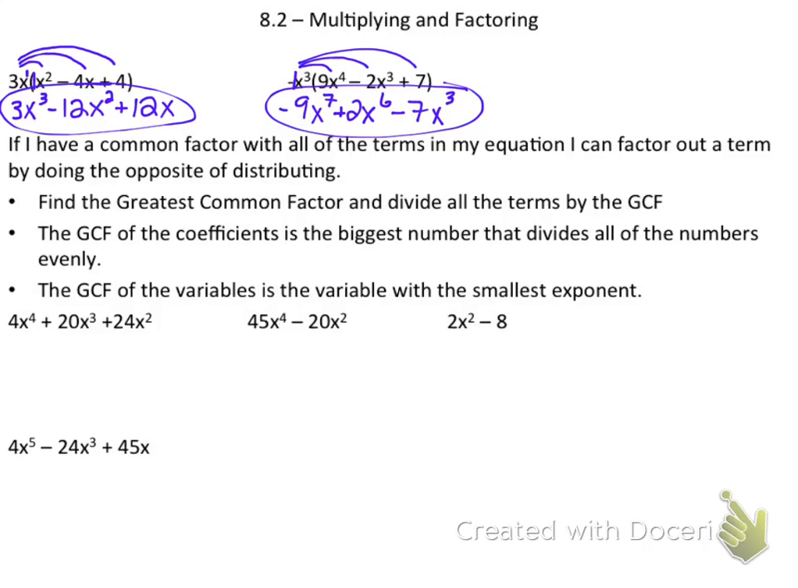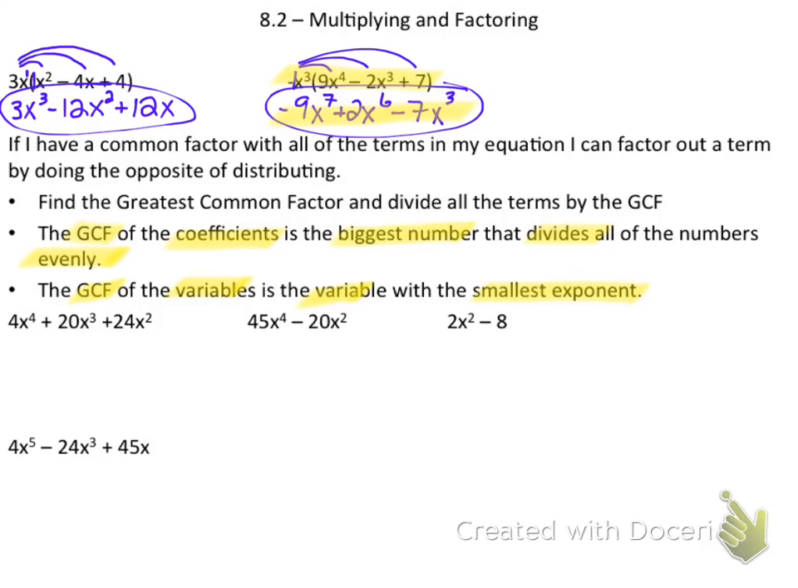Excuse me. So, if I have a common factor, with factoring, it's the opposite of multiplying. So I'm going to start with something like this, and I'm going to take out a negative x to the third power, and so I'm going to be left with an answer that looks like a monomial on the outside, and then a trinomial left on the inside, or however many terms I started with. So, the GCF of the coefficients is the biggest number that divides all of the numbers evenly. And the GCF of my variables is the variable with the smallest exponent.